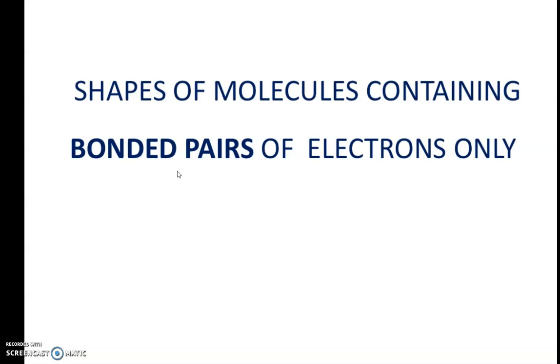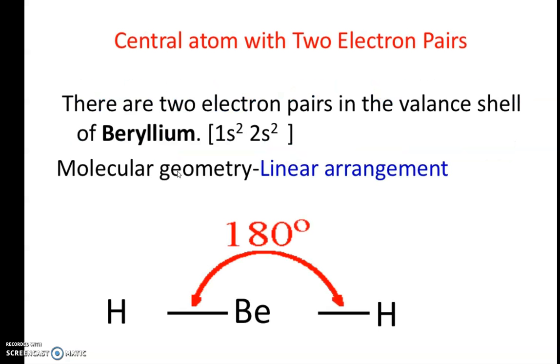If we take a molecule, the shape will contain only bonded pairs of electrons. For example, take beryllium hydride, BeH2. As we know, the first step is to consider the central atom.